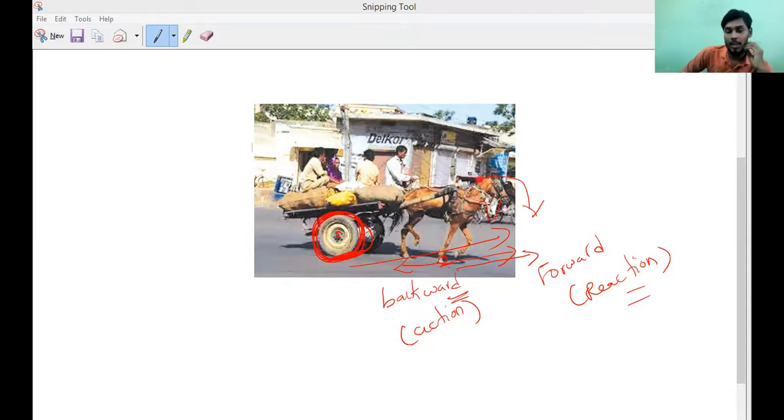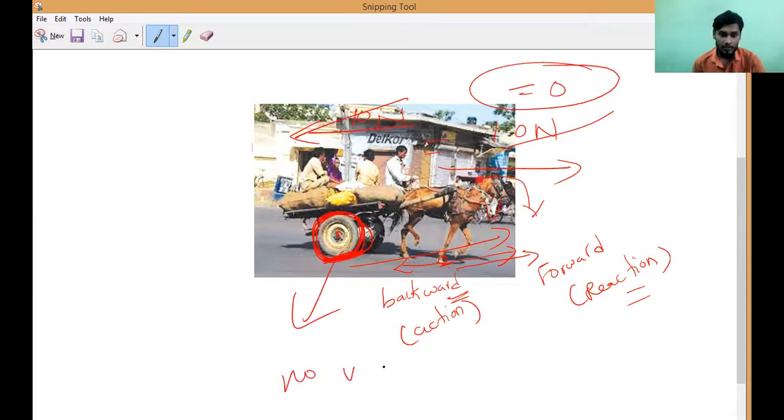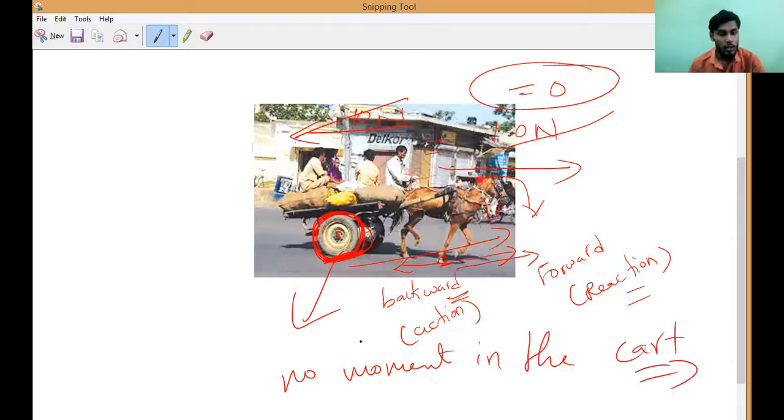So there is no movement because both are equal and opposite. Both will become what? Zero. Suppose the horse is exerting some force in the forward direction, 10 newtons, and the cart is exerting an equal 10 newtons in the opposite direction. Both will get cancelled. So finally what is happening? Zero. Zero means no movement in the cart. No movement means the cart cannot move forward. There is no displacement in the cart.